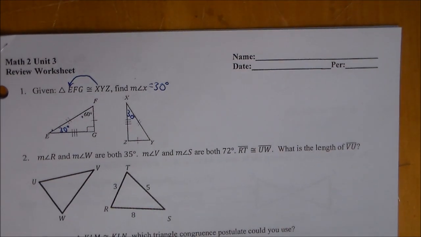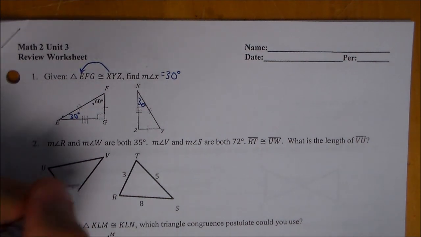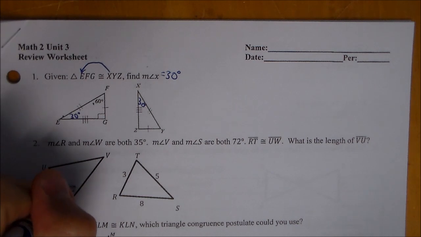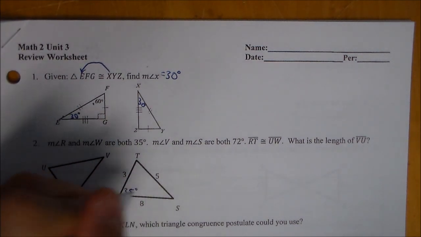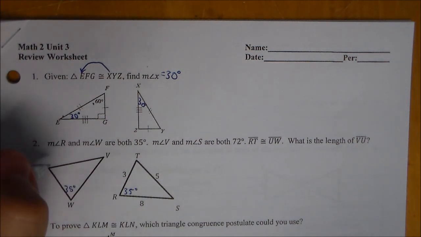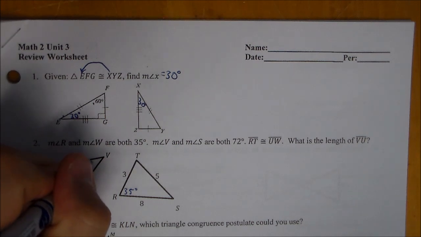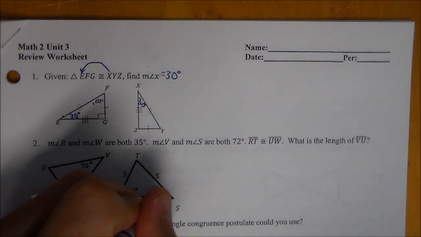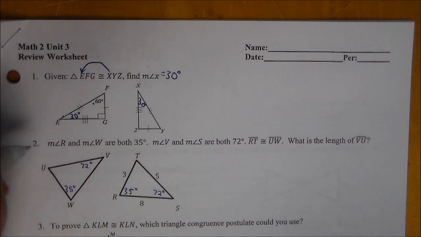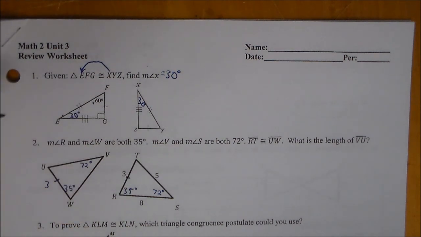For number 2, we have the measure of angle R and the measure of angle W are both 35 degrees. The measure of angle V and S are both 72 degrees. We also have that RT and UW are congruent, which would make them both 3, because I know that RT is 3. We need to find the length of VU.